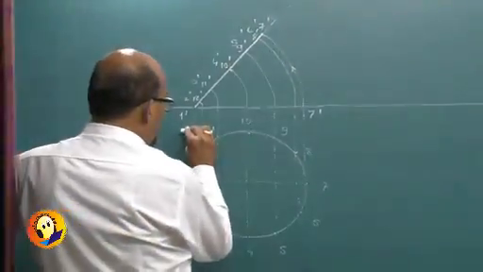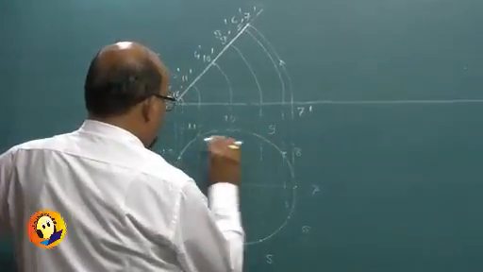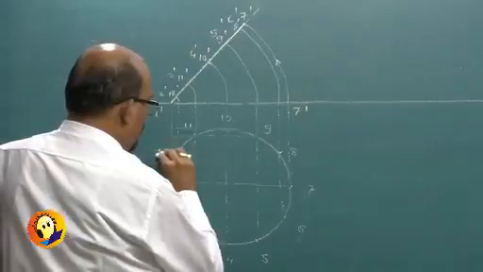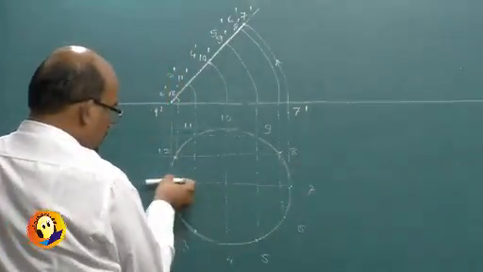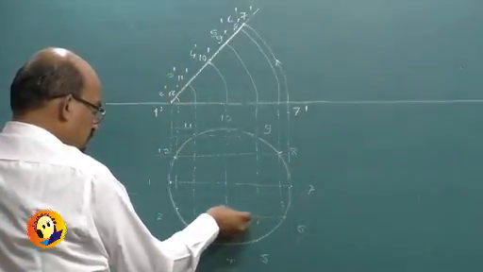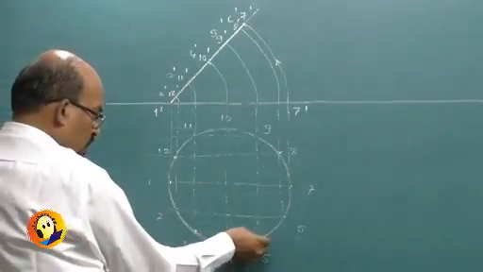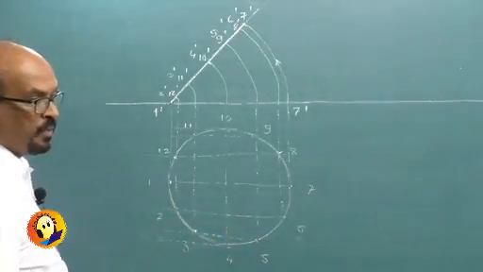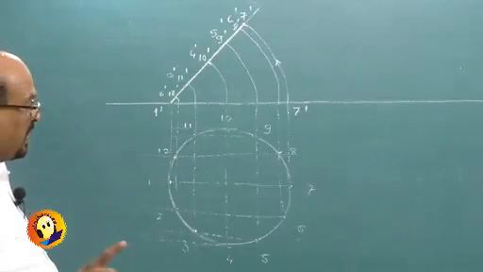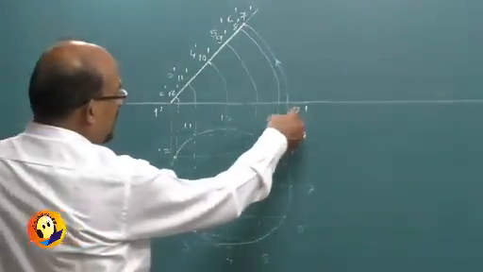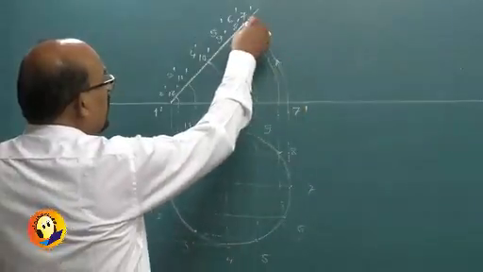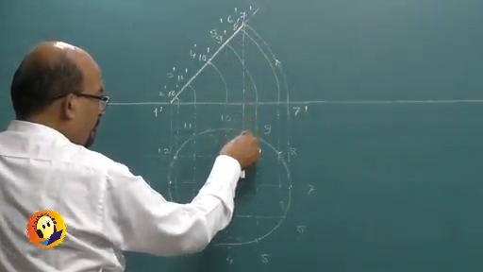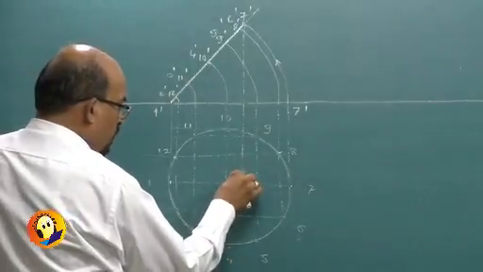So point 10, point 9 and 11, point 12 and 8, 7 and 1, 6 and 2, 3, 5 and 4. And one by one we are required to mark them. So point 7 was here, it has moved here and is going to come down, and this will be point 7.